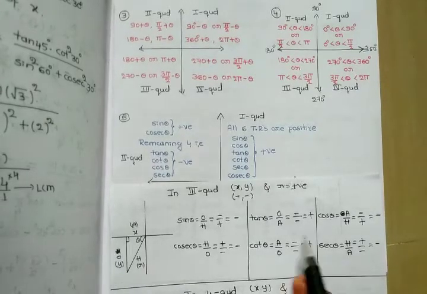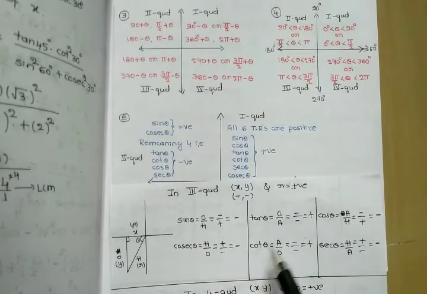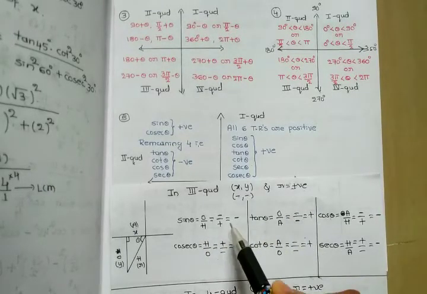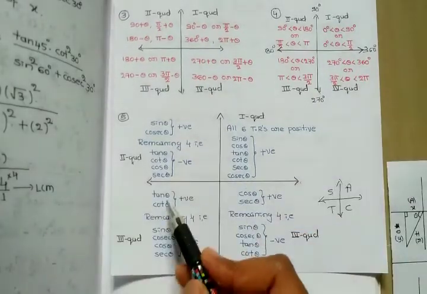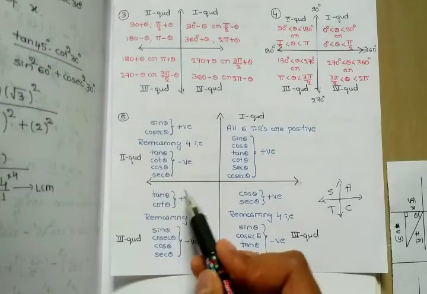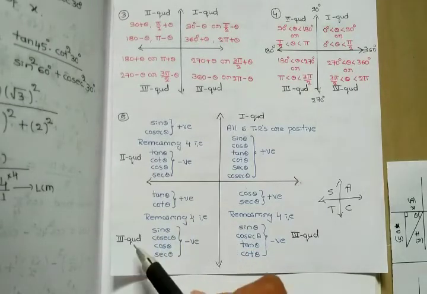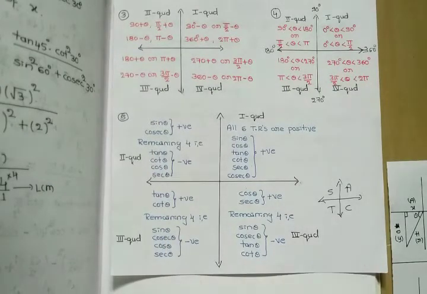So here you can see only tan theta and cot theta are positive, remaining four are negative sign. Therefore tan and cot remain positive in the third quadrant and the remaining four remain negative in the third quadrant. Similarly, in the fourth quadrant, same process.